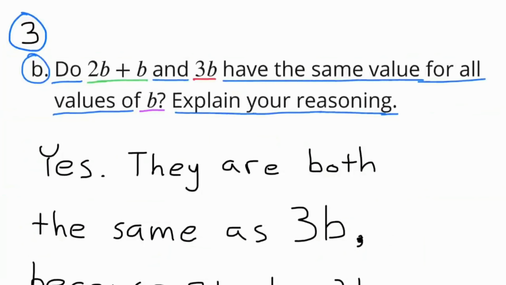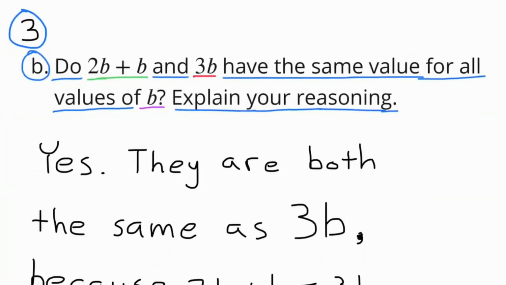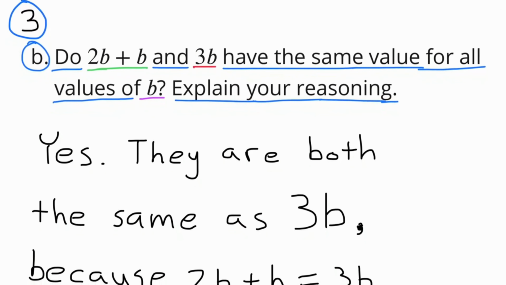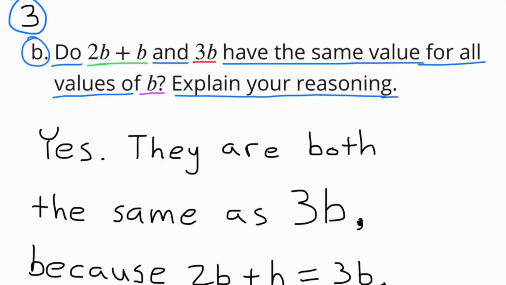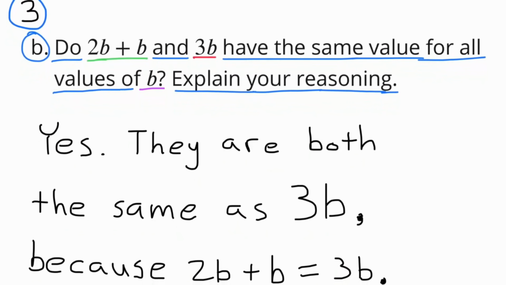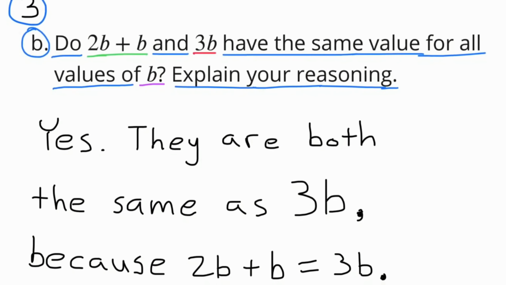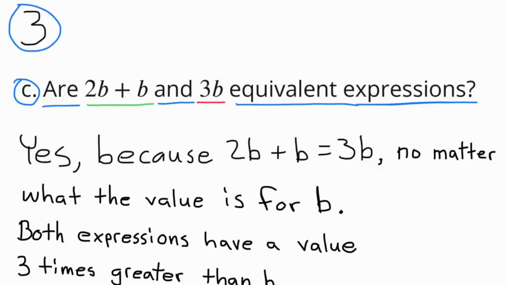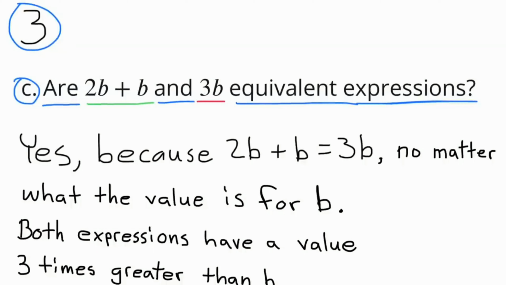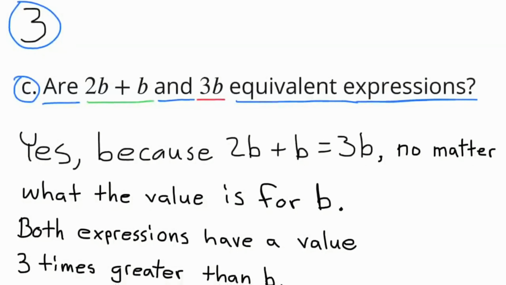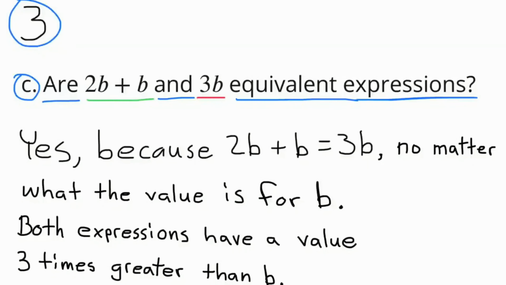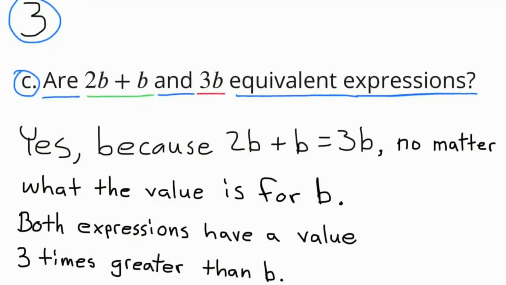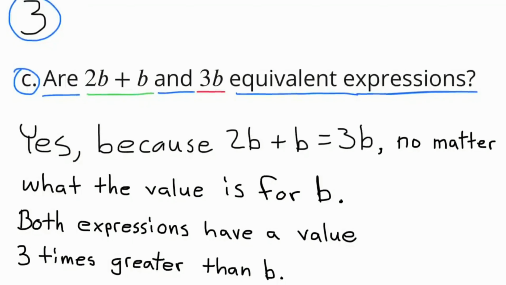B. Do 2b plus b and 3b have the same value for all values of b? Explain your reasoning. Yes, they are both the same as 3b because 2b plus b equals 3b. C. Are 2b plus b and 3b equivalent expressions? Yes, because 2b plus b equals 3b. No matter what the value is for b, both expressions have a value 3 times greater than b.